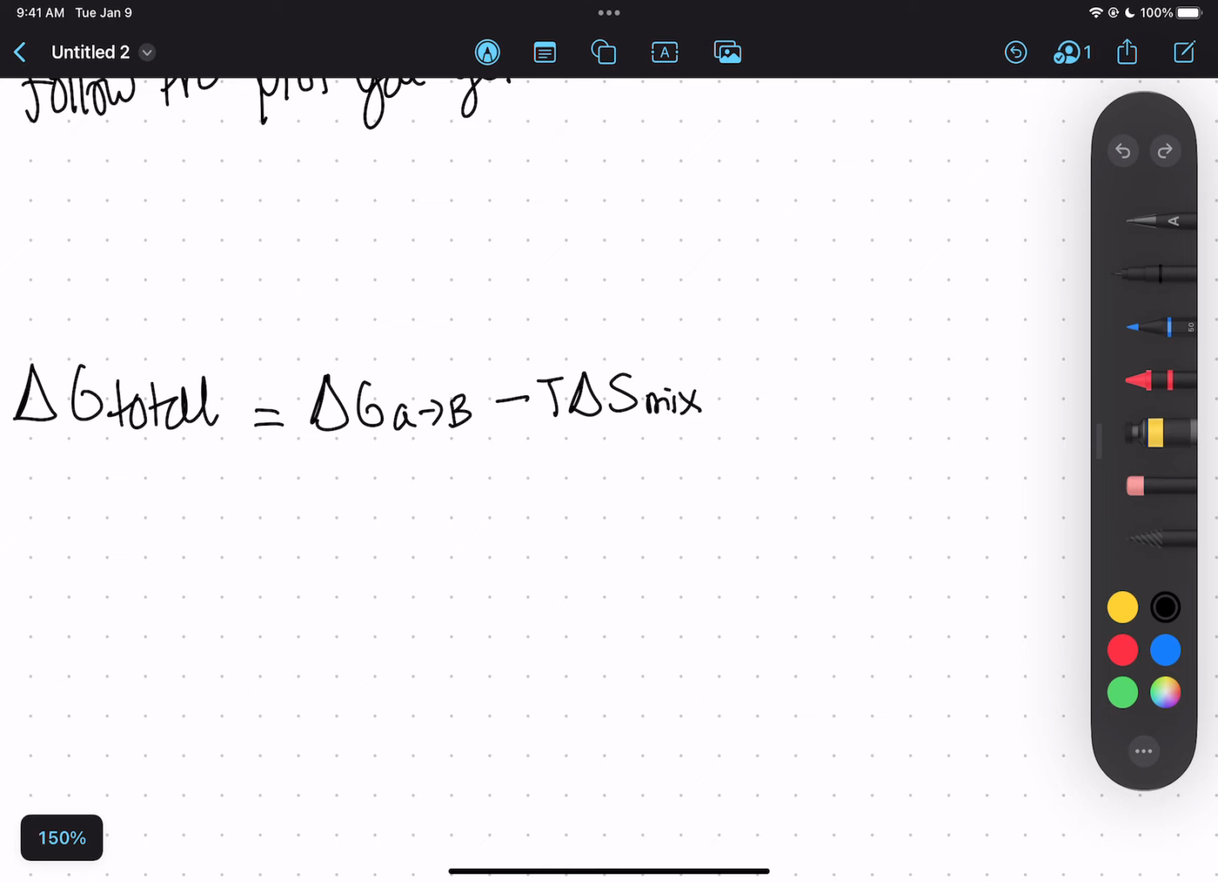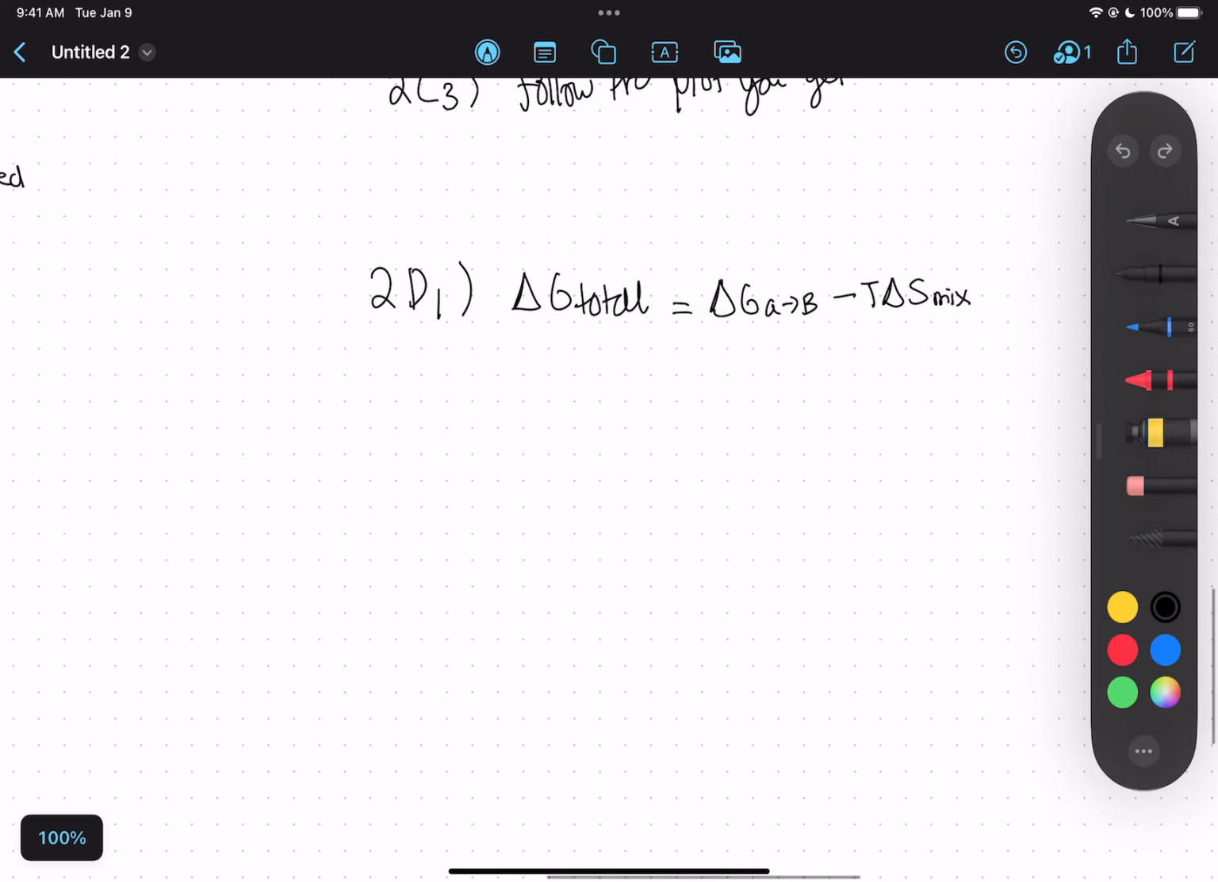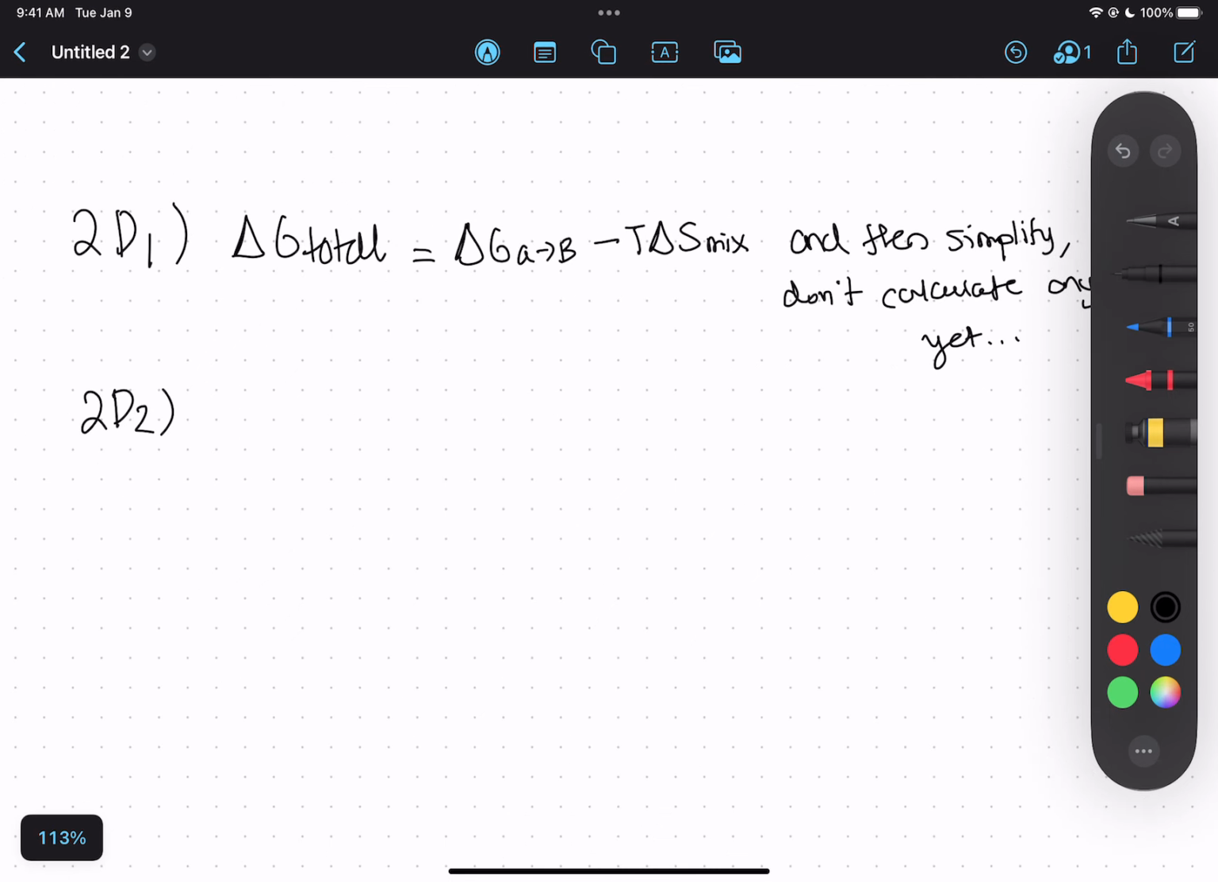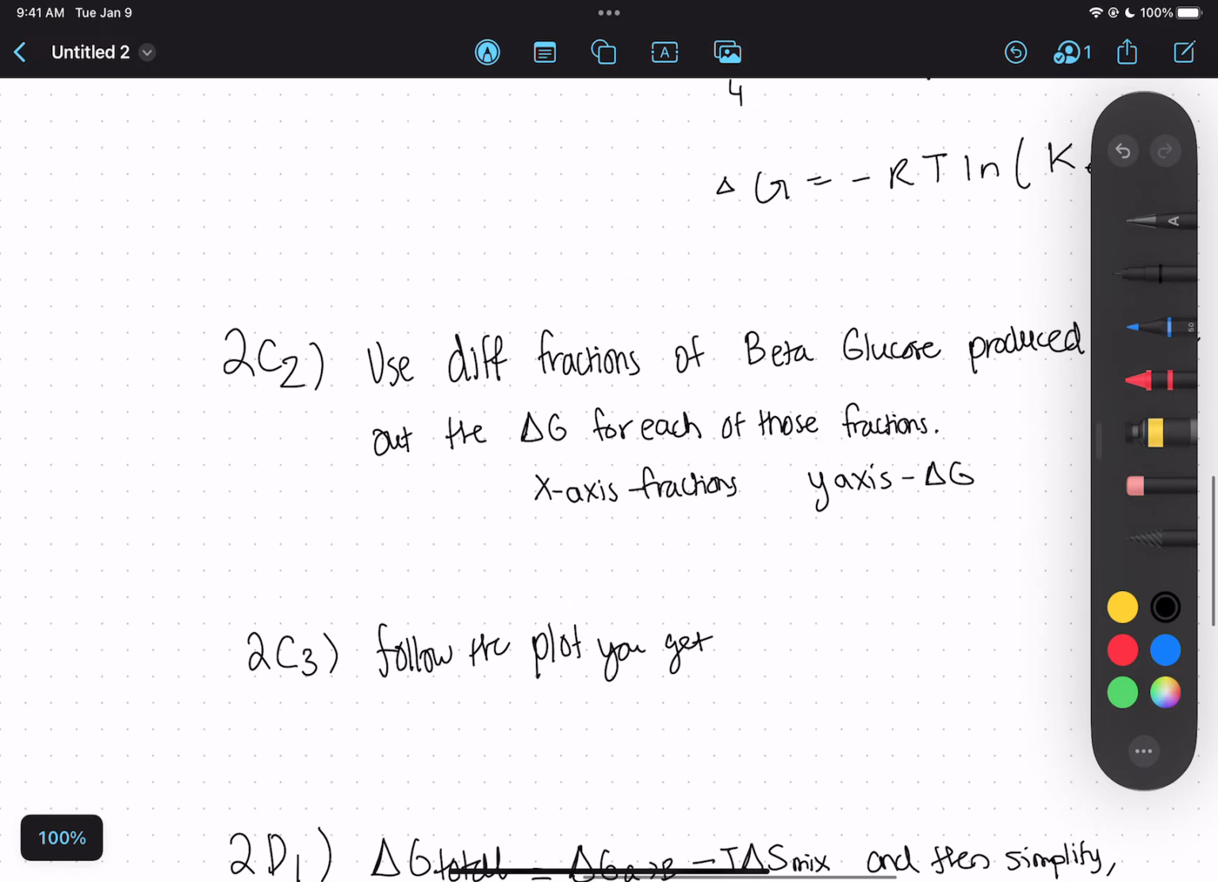Basically, they're just asking you to figure out an expression. They're not telling you to calculate anything yet. So if you can calculate an expression for that, as simplified as you can, then you're solid. So that's 2D1. All right, and then simplify. Don't calculate anything yet. 2D2, sort of what we were doing from before, right? And 2C2, I think, right?